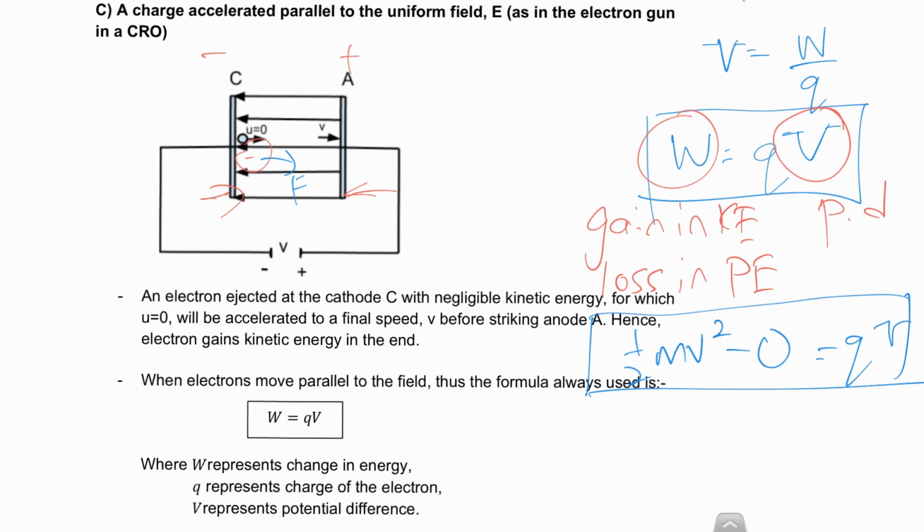Understand or not? So in summary, we call it motion parallel to the field. Because if your electric field is, for example, horizontally to the left and your electron is moving to the right, isn't it still moving parallel to the field? Or if your electron moves to the left, it is still parallel to the field. So whenever a charge moves parallel to the field, we can use these two formulas. Understand?